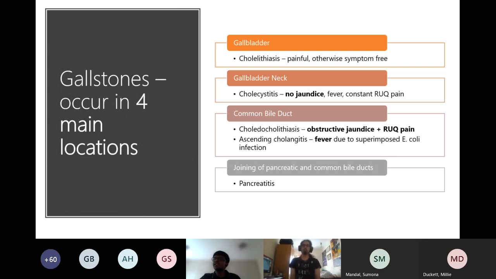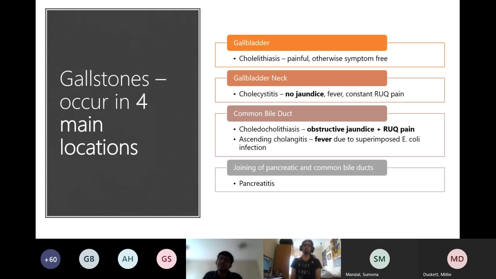I also like splitting it into the neck of the gallbladder and the gallbladder itself, because they present very differently. What is it called when someone has a gallstone in their gallbladder, but it's not blocking the gallbladder? What's that called? Does anyone know? This will be a test of your Latin, I guess. Yeah, so this is cholelithiasis.